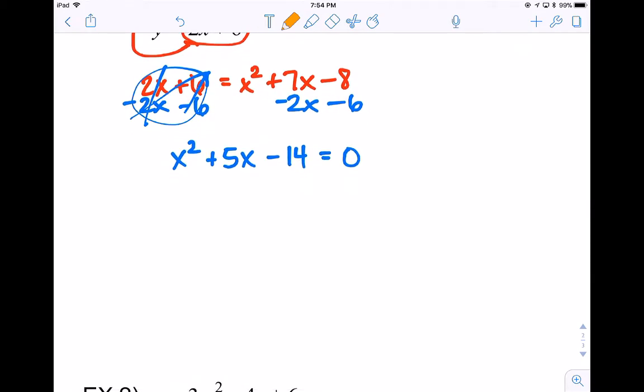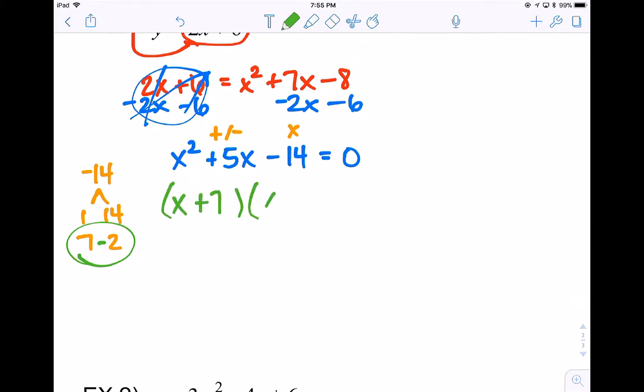So let's always check for factoring. That's going to be our quickest method usually. So we're looking to see if we can find two numbers that multiply to negative 14 and add or subtract to 5. So factors of 14 are 1 and 14, and 7 and 2. 7 and 2 will subtract to give us a positive 5. So that means our two factors will be x plus 7 and x minus 2.